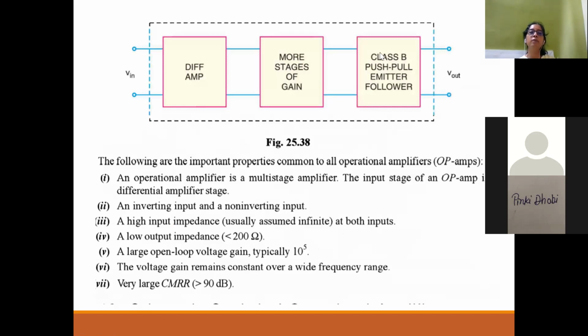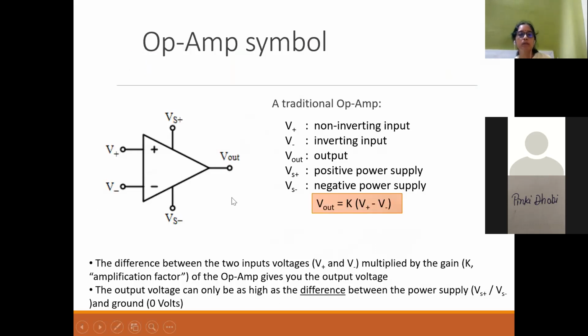Open loop means without feedback. Why is it called open loop? Let me draw again. Now there is no loop here, right? Open connection is there. But if I connect any resistor here, now the loop is closed. So it is called closed loop gain. And if there is not any resistor, then that is open loop gain, and that gain is very high.